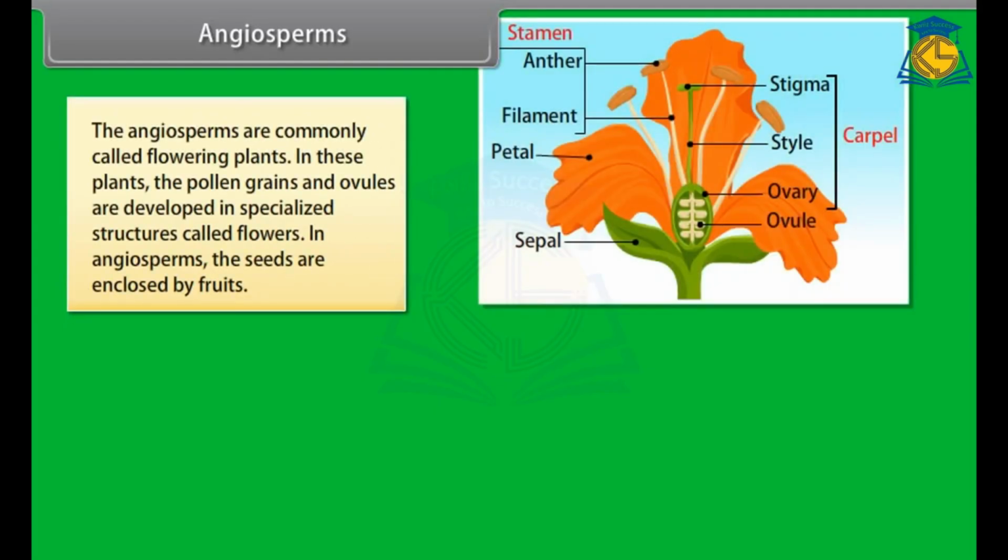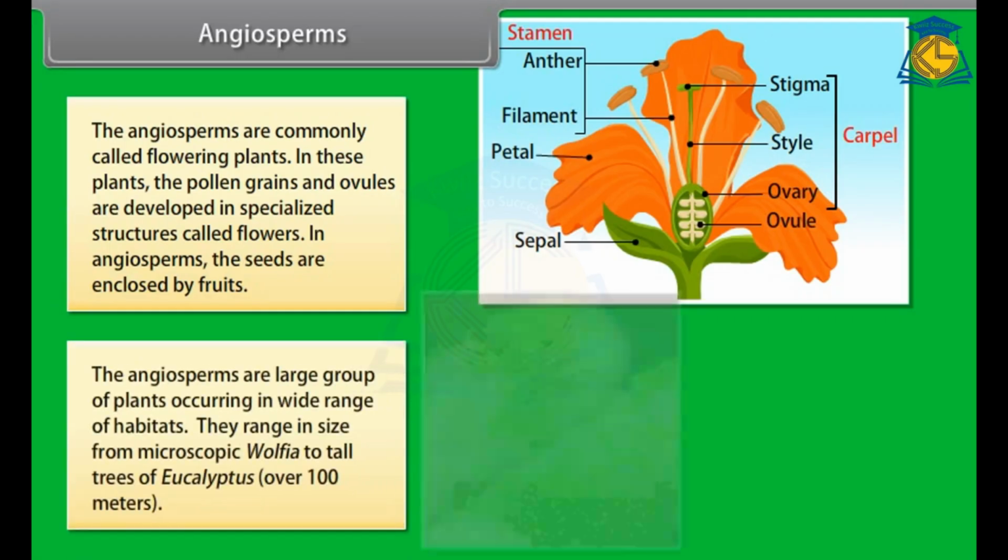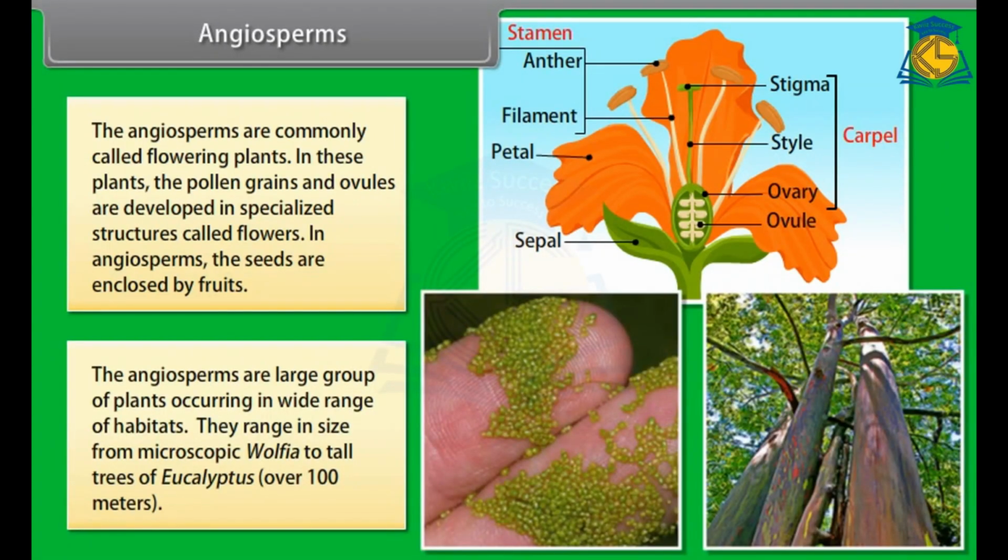The angiosperms are commonly called flowering plants. In these plants, the pollen grains and ovules are developed in specialized structures called flowers. In angiosperms, the seeds are enclosed by fruits. The angiosperms are a large group of plants occurring in a wide range of habitats. They range in size from microscopic wolfia to tall trees of eucalyptus over 100 meters.